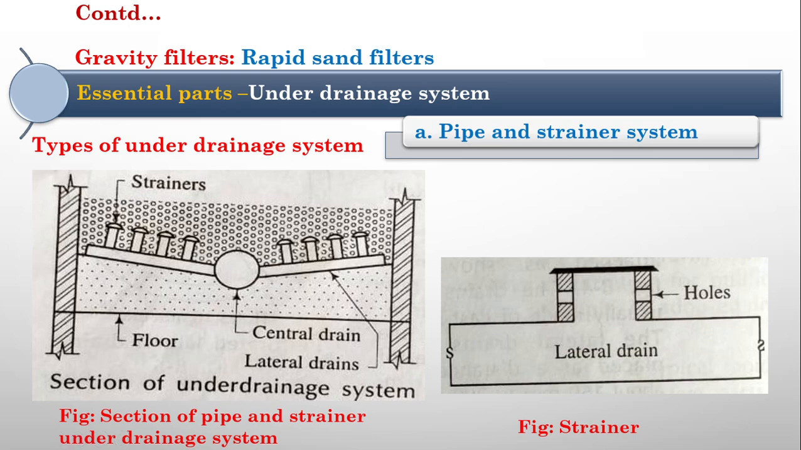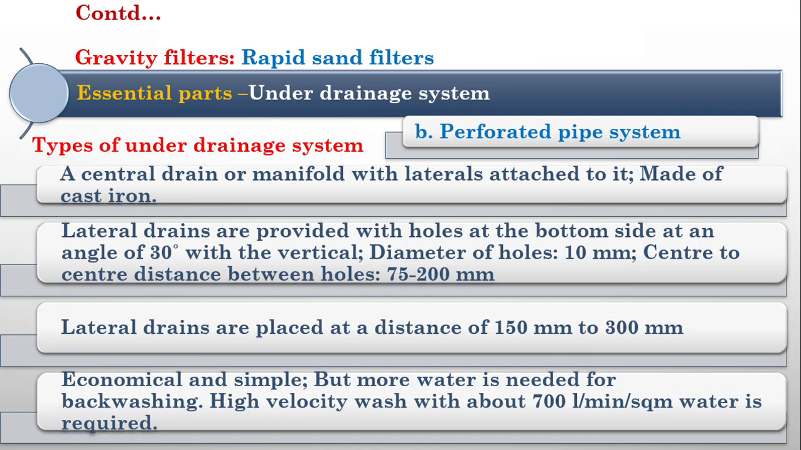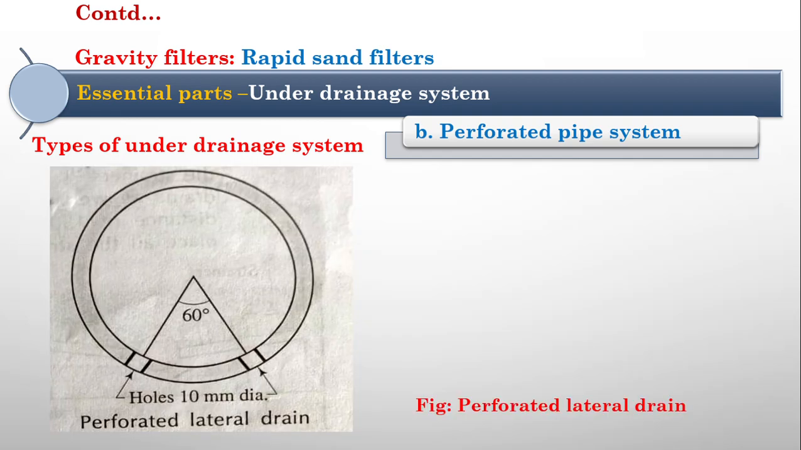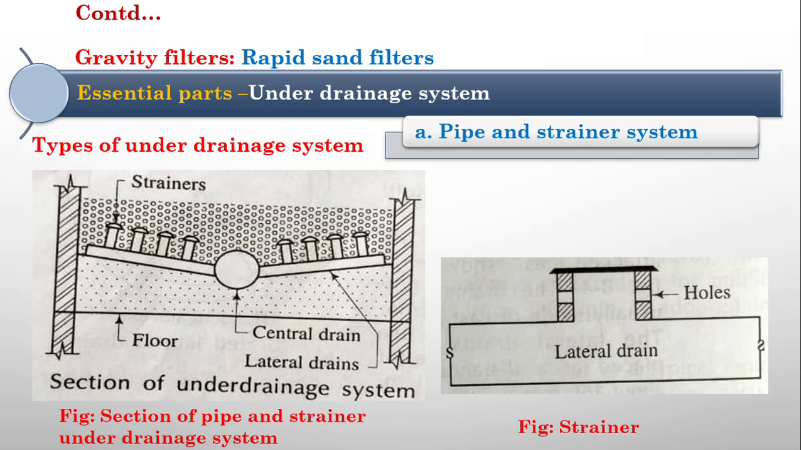The second type of under drainage system is the perforated pipe system. In that, we have the same system. The difference is that the strainers will not be there. Instead of the strainers, we will provide holes here. These laterals will be provided with some holes, some slits at the bottom.